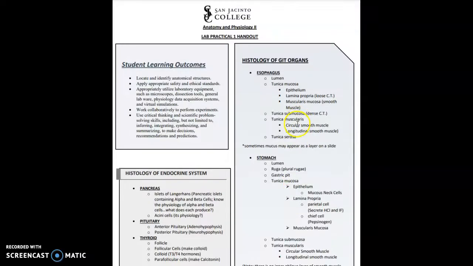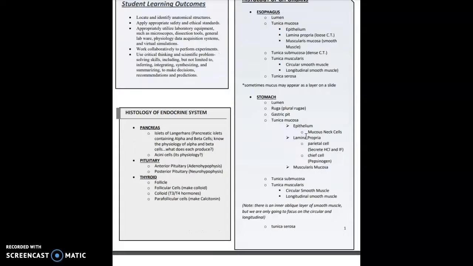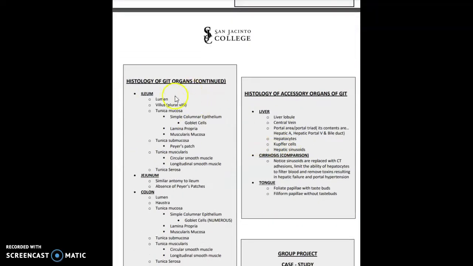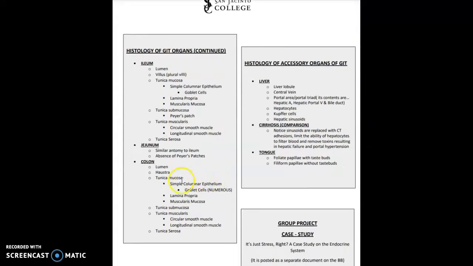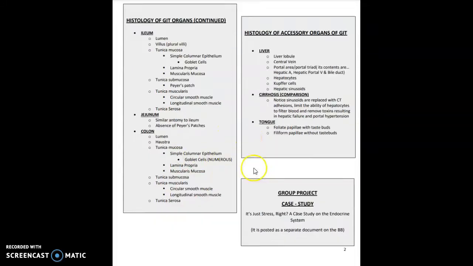By the way, this epithelium is going to be different. If we have the esophagus or we have the mouth, we're going to have stratified squamous. And if we have the gastrointestinal tract, the lower organs for absorption, then you have a different kind of epithelium, which is simple columnar epithelium. And again, you're going to be identifying in the colon the goblet cells for the mucus production. I don't remember if we have any image regarding the liver or the tongue.